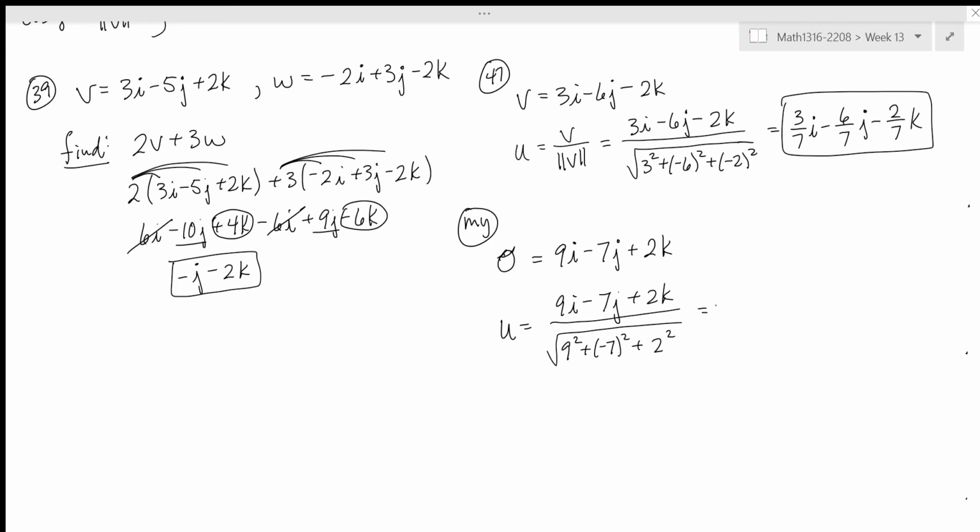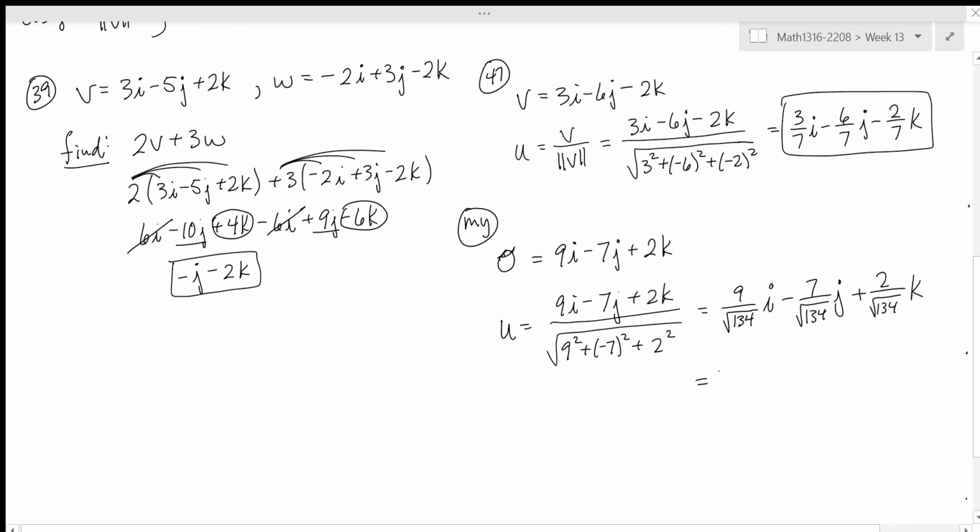All right, so that's going to be 9 over square root of 134 i minus 7 over square root of 134 j plus 2 over square root of 134 k. And you know what I'm not liking about that? Those all have a square root on the bottom. Fractions with a square root on the bottom, and we can't have that.